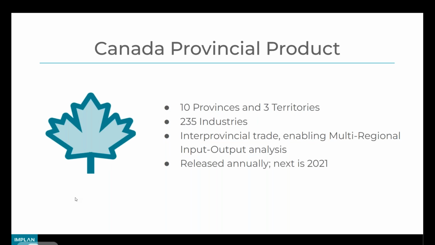In addition to our US and international based data products, IMPLAN also has a Canadian provincial product. This includes 10 provinces and territories that each have 235 industries at a sectoring granular level. The Canadian provincial product also has interprovincial trade, which enables multi-regional input-output analysis. And note that this is released annually, with the most current Canadian provincial data being 2020 and the next being 2021.